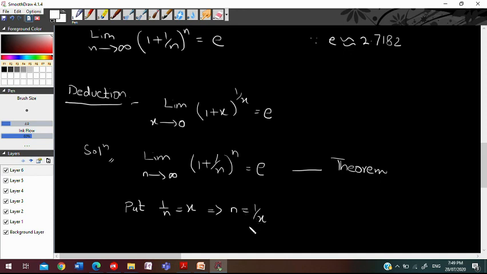Now, whenever we take some supposition in limit questions, where the limit is given, we have to change the limit also. I mean to say, when I have taken 1 by n is equal to x, when I change this factor to x, we will also change the limit of n to x.